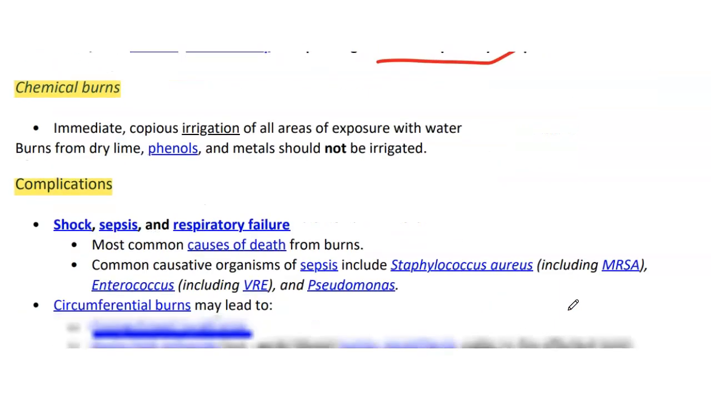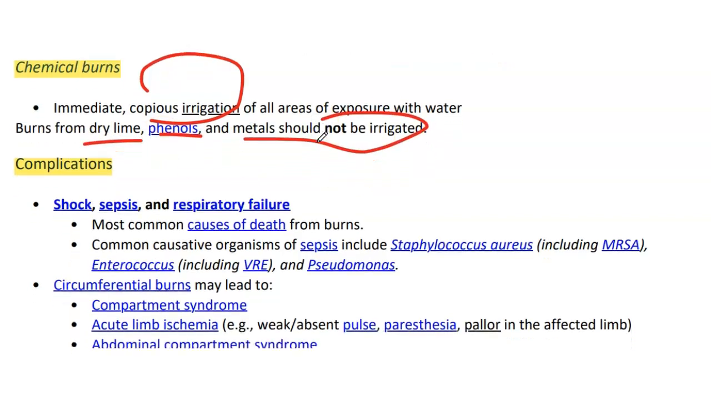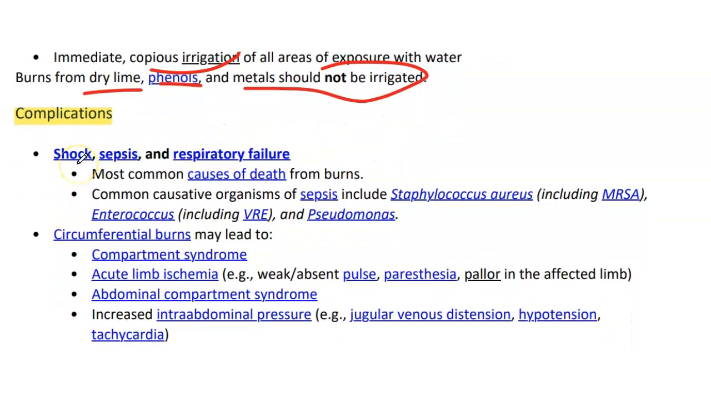Then we have chemical burns. For chemical burns, immediate copious irrigation of all areas of exposure with water. Remember, burns from dry lime, phenols, and metals should not be irrigated. And there are different types of complications like shock, sepsis, and respiratory failure, which is the most common cause of death from burns, and these are the different organisms involved.